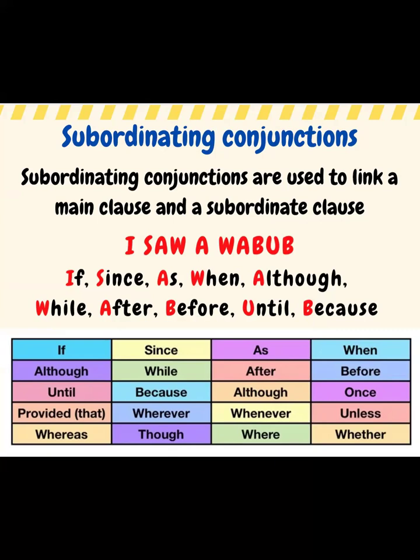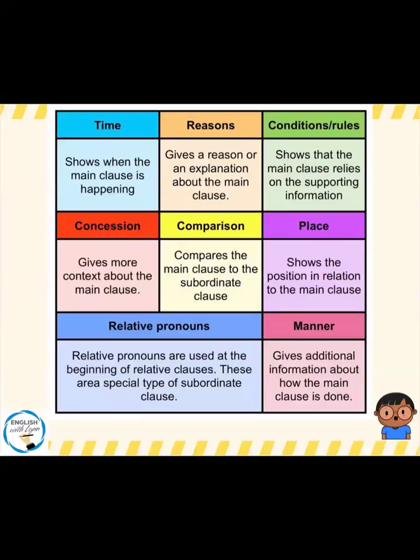Now, when we look at subordinating conjunctions, there are many different reasons that they are used. So you've got those conjunctions that establish the time that the main clause is happening. So you might talk about after you have eaten your dinner, before you go to bed, and until the rain has stopped. So that is showing time.